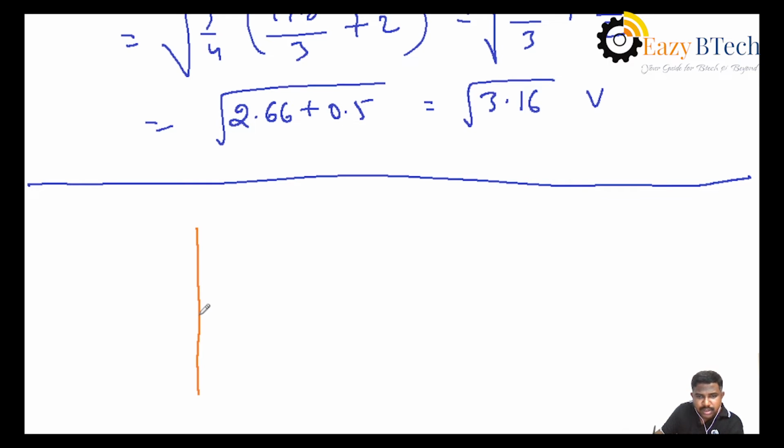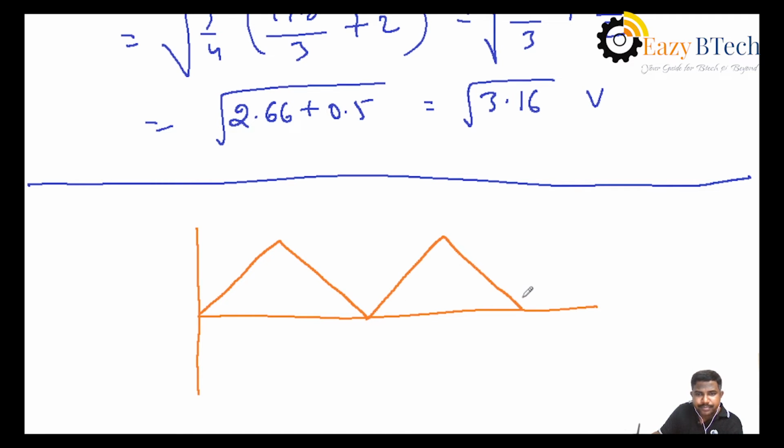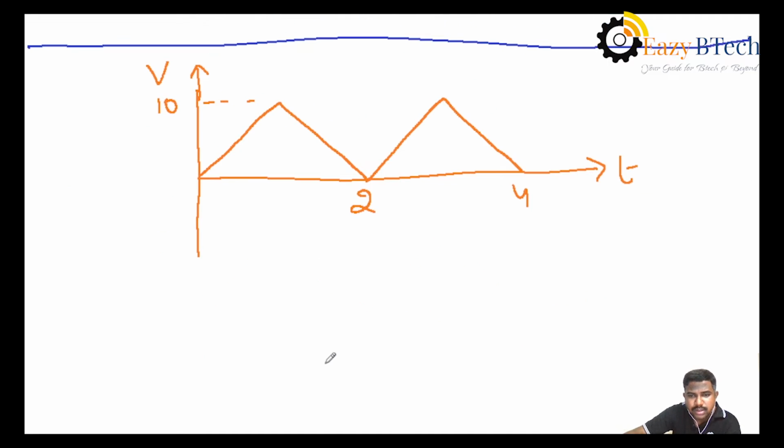Consider the waveform shape here, that is a triangle. Consider it is a voltage and it is T. The maximum voltage given is 10, the time period 2, 4, like that here. Okay. Then this is the given waveform. For this waveform, we also find out the average value as well as the RMS value. Okay. Before that, what is our first step here?